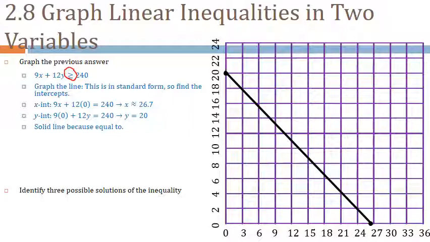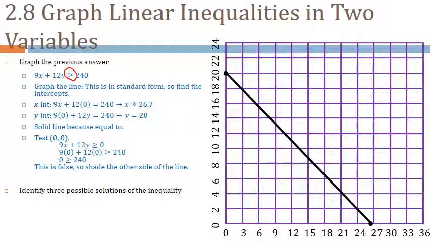Now we need to do the shading. So we need to pick a test point. I would pick 0, 0. So we can plug that in for x and y, and you get 0 is greater than or equal to 240, which is false, so we'll shade the other side of the line.